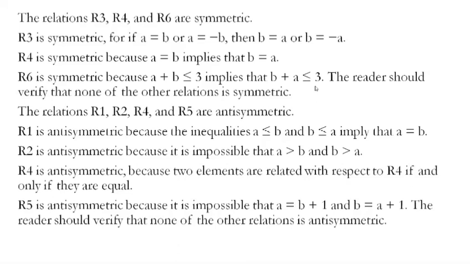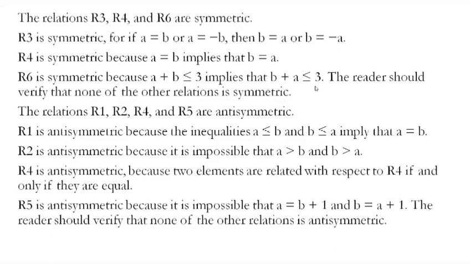Because A is equal to B means 1, 1, 2, 2, 3, 3, like that. R6 is symmetric because A plus B less than or equal to 3 implies B plus A is also less than or equal to 3. The reader should verify that none of the other relations is symmetric. So the other pairs should not be symmetric.